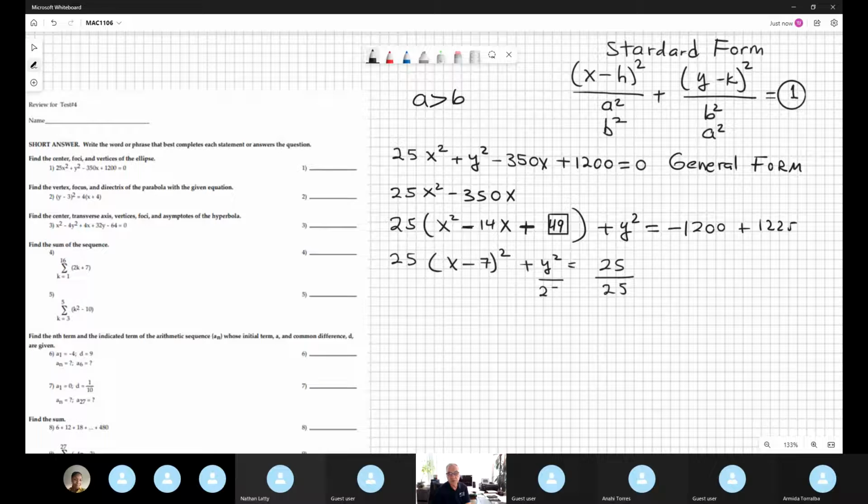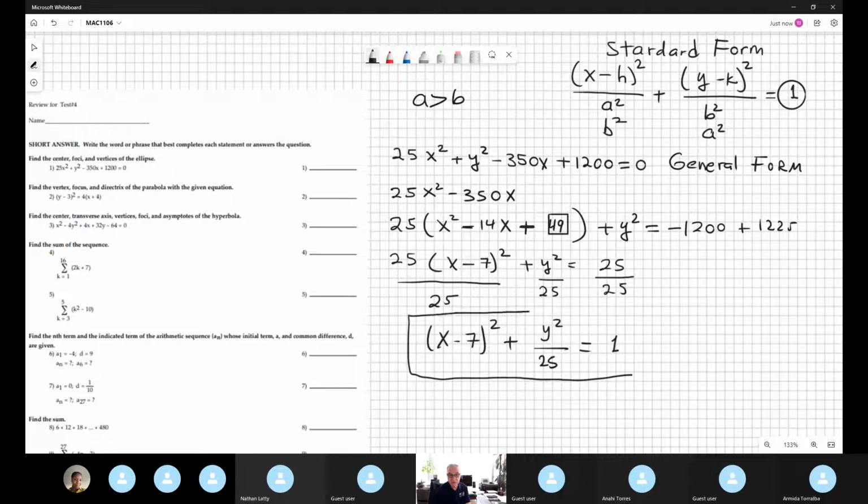25, 25, 25. So my new equation in standard form is (x minus 7) squared plus y squared over 25 equals 1. Bam! Super cool. And this is the beginning now. The rest was stupid algebra. It helped me to convert from general to standard.